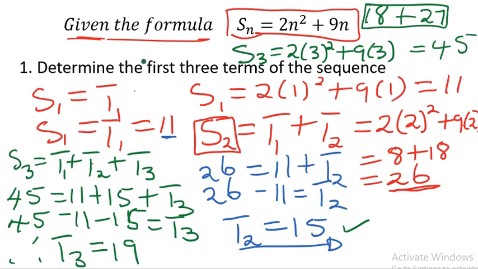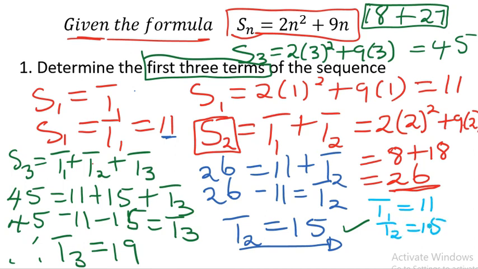Now we have answered the question. The question wanted us to find the first three terms. Here they are: T1 is equal to 11, T2 is equal to 15, T3 is equal to 19.